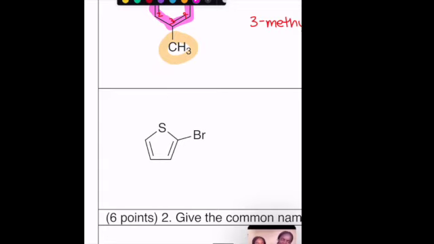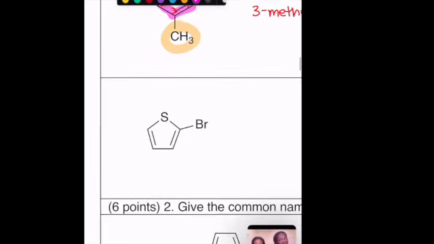Okay. Last one. So, what in the world do we have here? Well, I'm just going to tell you. This is called a thiophene. And you should know that because you should have already used Austin's flashcards, or something, or even your own.